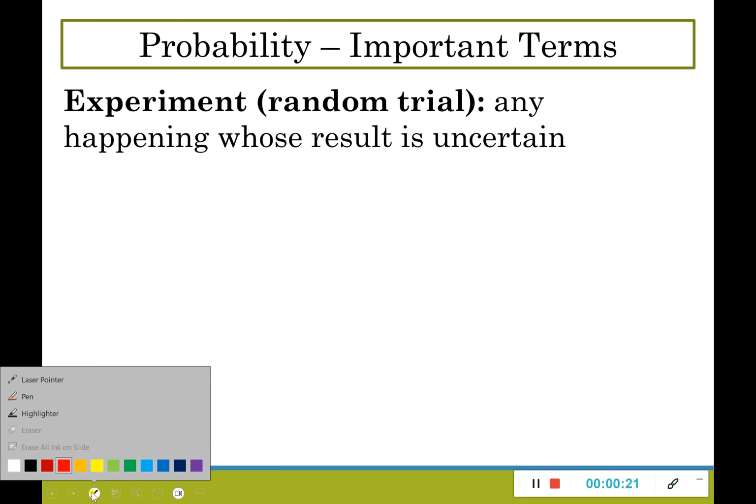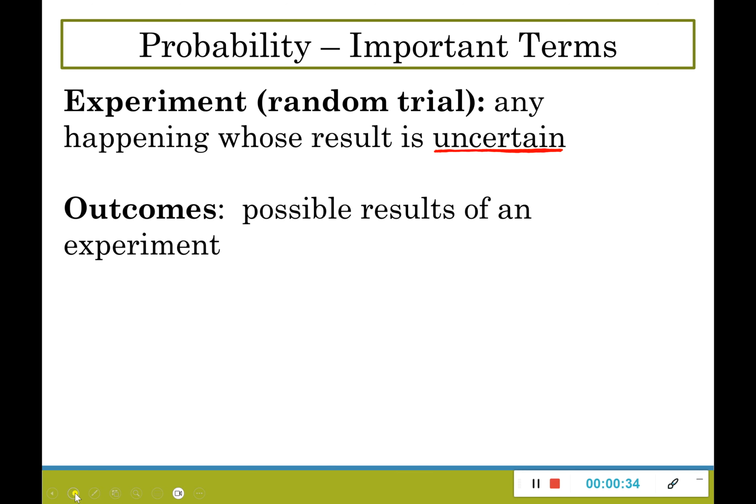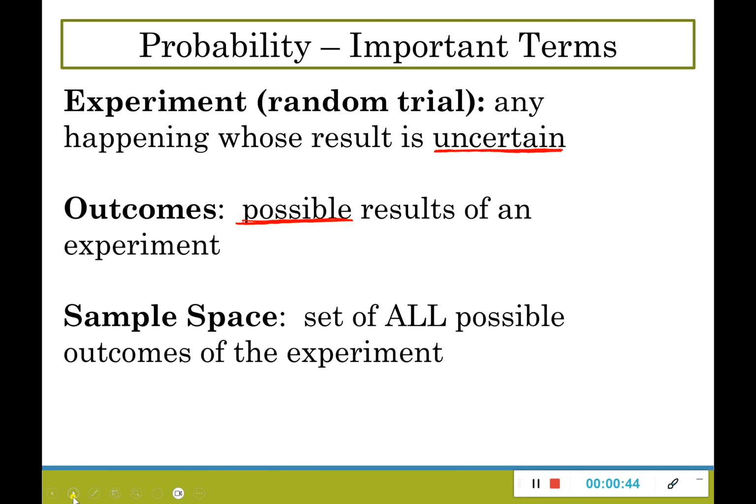An experiment is a random trial, and it's any happening whose result is uncertain. And you can fill in the blank notes along with this lesson. The next term that we have is an outcome. An outcome is the possible results of an experiment. And the next term that we have is a sample space. The sample space is a set of all possible outcomes in an experiment.